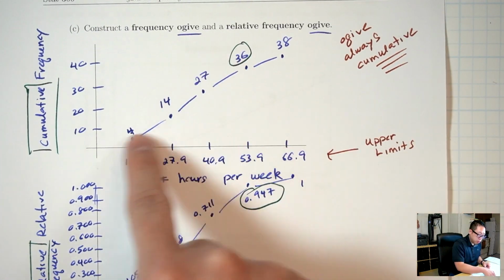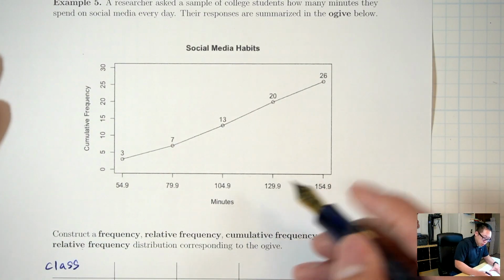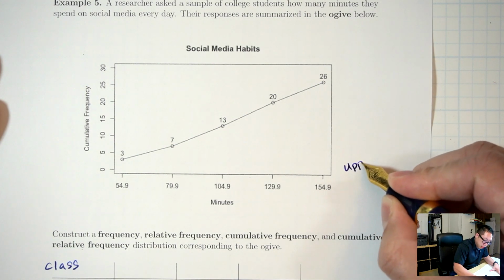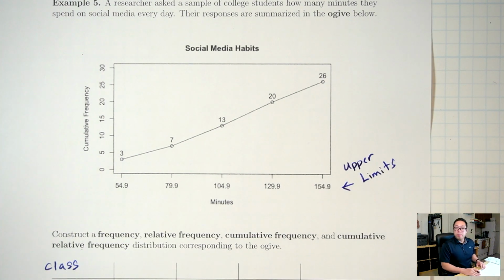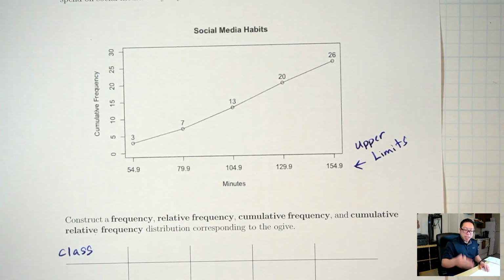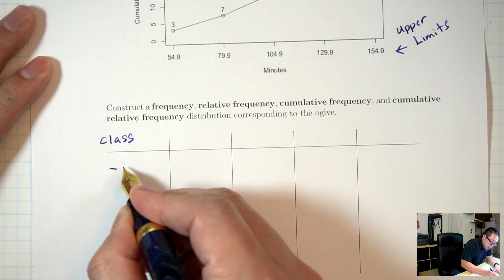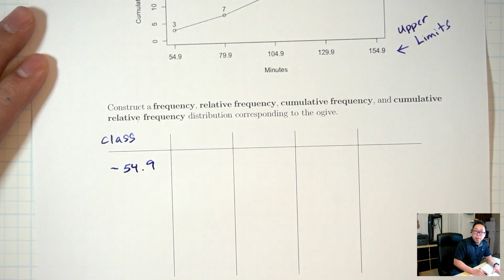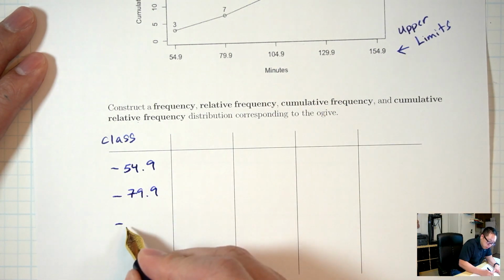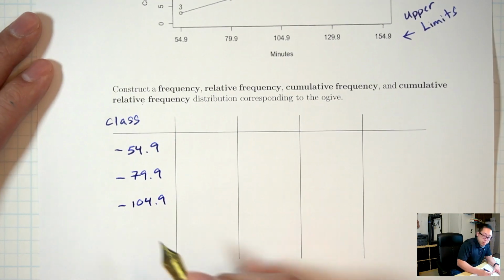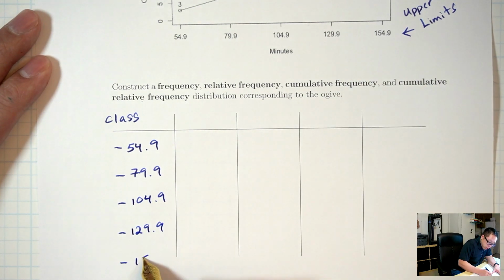For an ogive, the numbers on the x-axis are the upper limits. So these numbers down here are my upper limits, which means these numbers are the high numbers on each of my ranges. Okay, so my ranges should be something to 54.9, something to 79.9, something to 104.9, something to 129.9, something to 154.9.